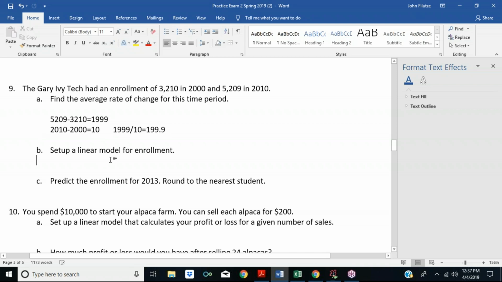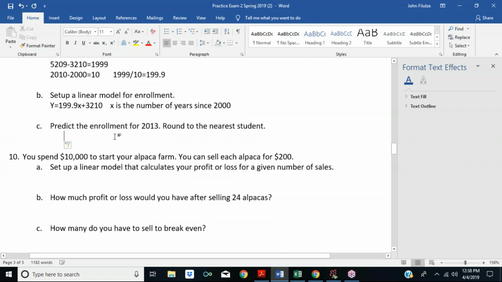So then when we write our linear model, we're going to do this again, y equals, and then the slope, which we just calculated, times x, plus the original amount, which was 3210, and we must say that x is the number of years since 2000, because now we're defining the y-intercept, that b number, as our starting position at year 0.